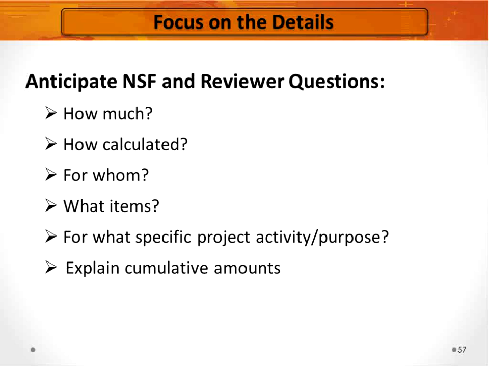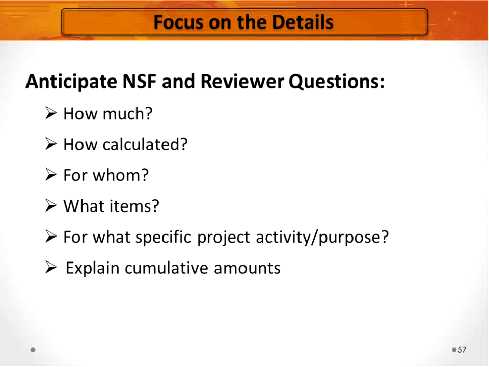From whom do you need money? For whom do you need money? Personnel, participants, consultants? Who are these people? What will they do to contribute to the project? With what compensation? Over what period of time? What items do you plan to purchase and why? How will the items or equipment be used in a project activity to benefit students or participants?